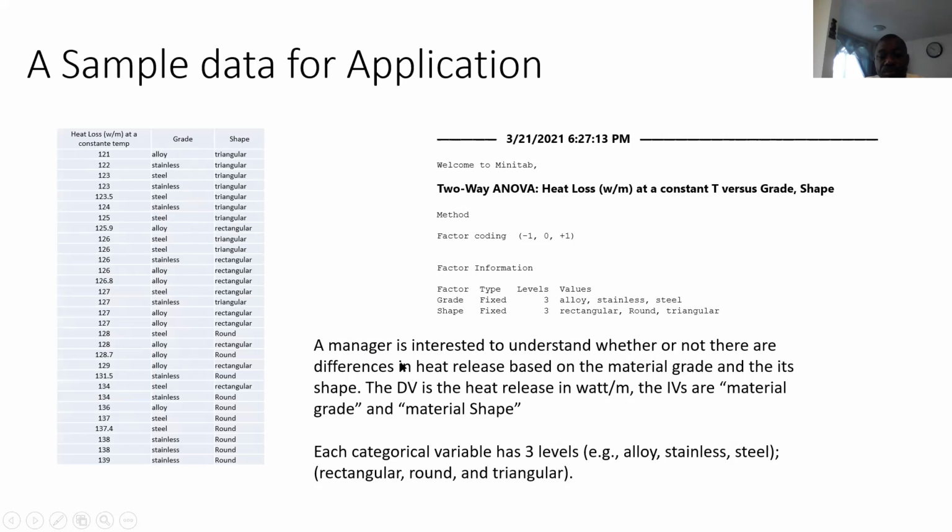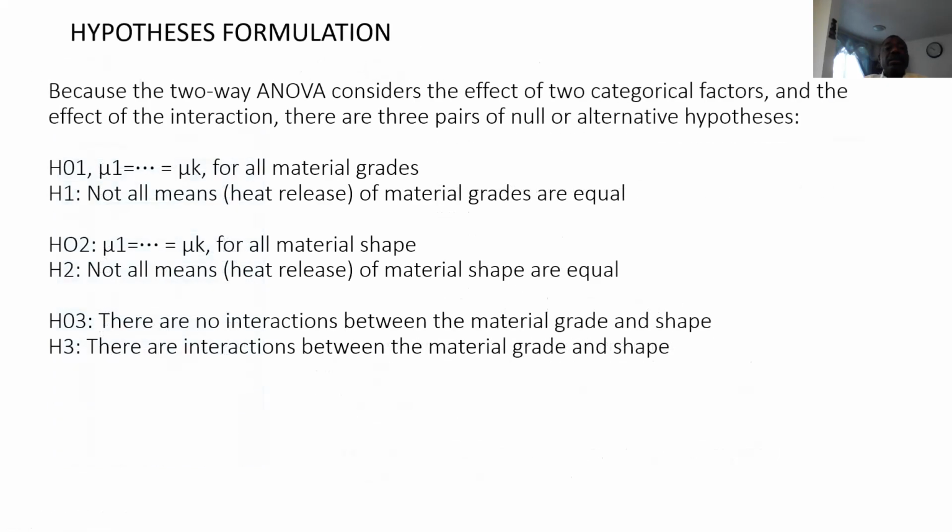Now, this is the problem. A manager is interested to understand whether or not there are differences in heat release based on the material grade and the shape. So the dependent variable will be the heat release in watt per meter, as we have seen on the table. And each categorical variable will have 3 levels that we will be assessing.